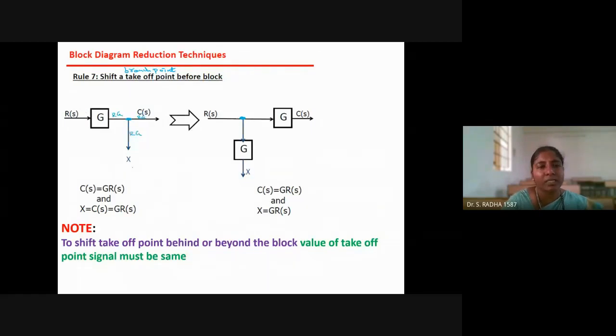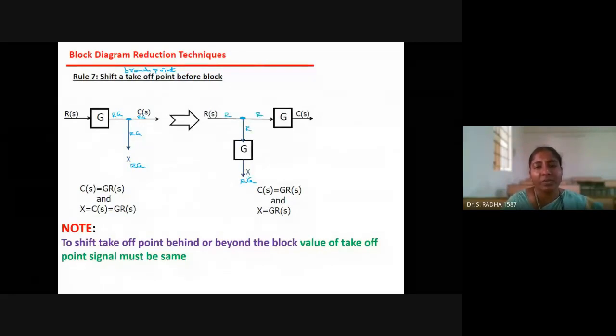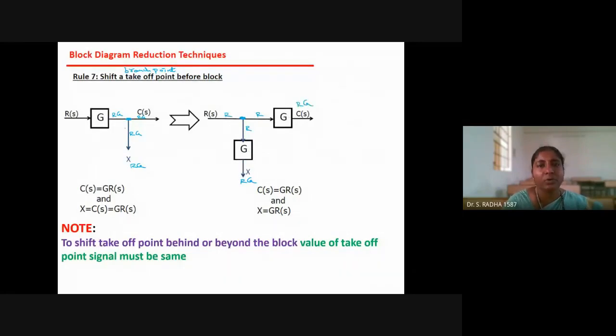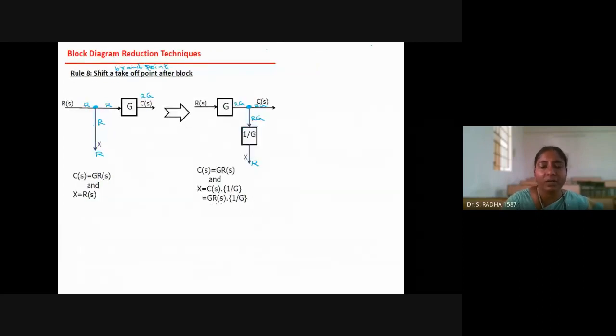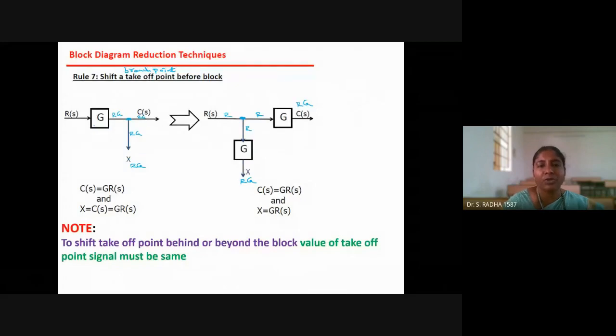RG. So here RG we are taking outside. We are expecting RG here. But here only R is coming. R and R will flow, but we want RG at the branch point. So you multiply with the block G, the same G, so that the branch point outcome will be RG. You can use it wherever you want. So this is about moving the branch point before the block. Ahead of the block you include 1 by G. Before the block you have to include the same G. This is the case of the branch point.